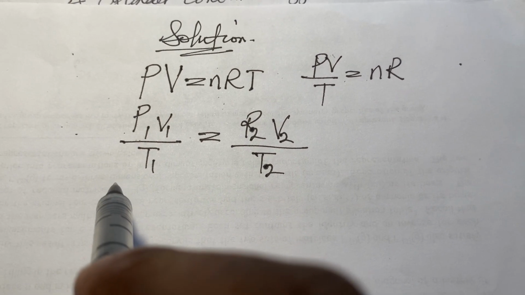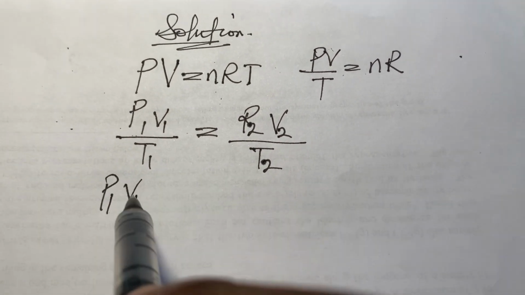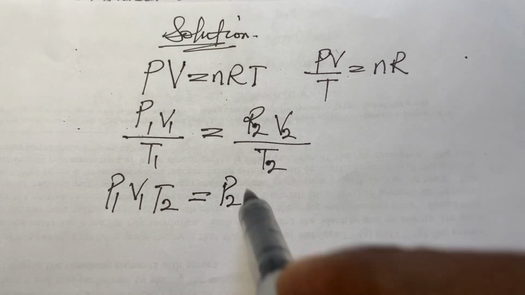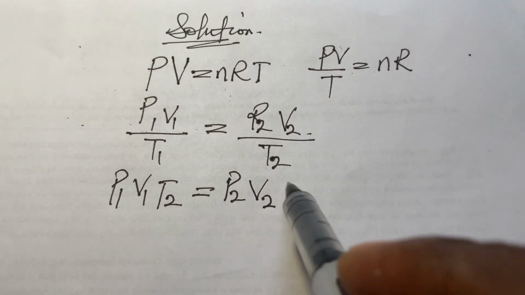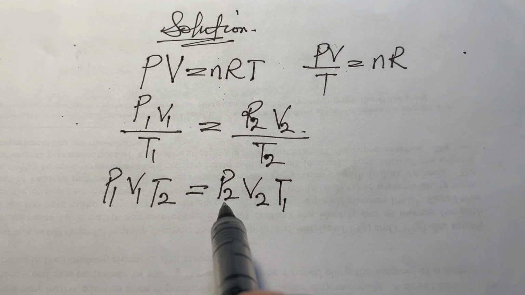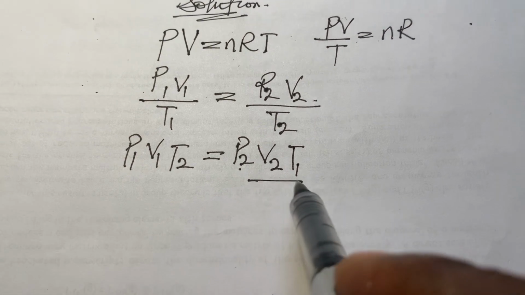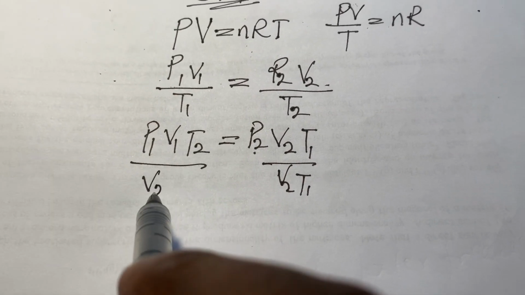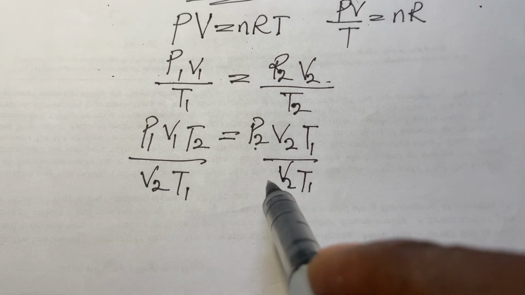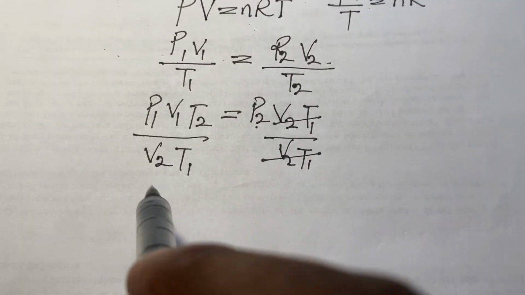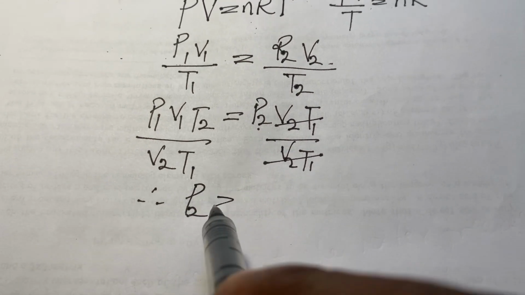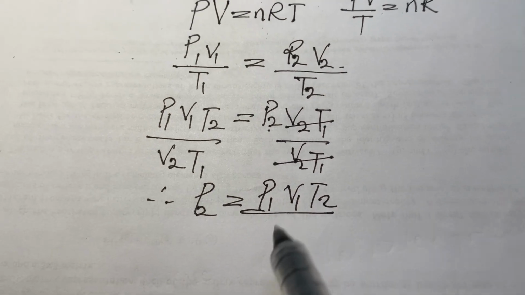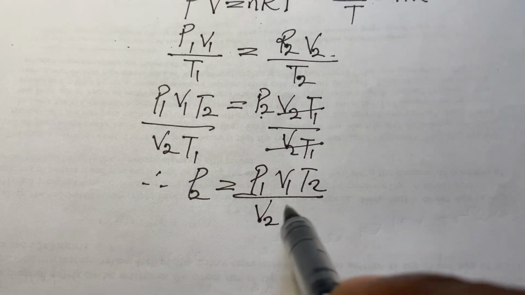If you do that, what you'll have is P1 V1 T2 equals P2 V2 T1. Since you're looking for pressure, you divide both sides by V2 T1. We're doing this in a simplified form so you don't have problems. If this cancels out with this, you will therefore have P2 equals P1 V1 T2 all over V2 T1.